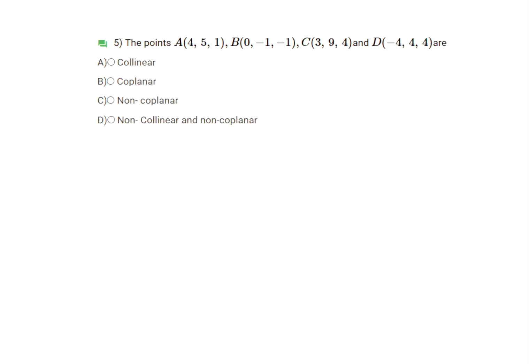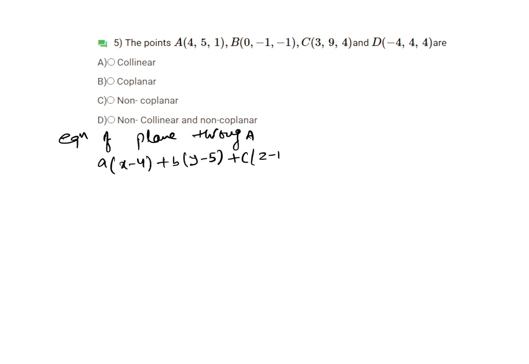Hello students, in this problem we have been given 4 points A, B, C, D, and we have to find out which option is the correct option. Now let the equation of the plane passing through point A be A(x - 4) + B(y - 5) + C(z - 1) = 0. Now let's suppose point B and point C lie in this plane.